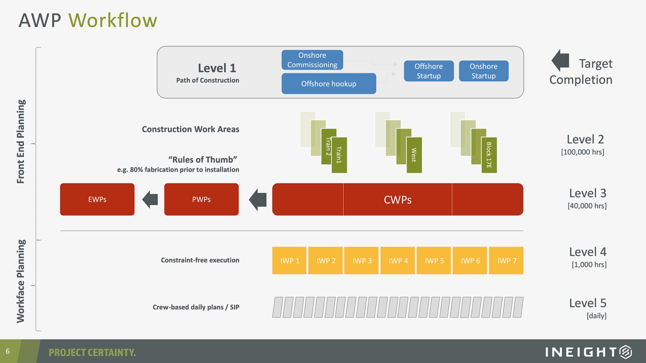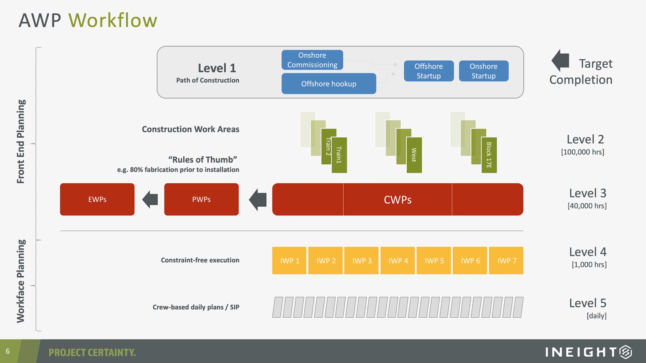So level 1, we define what we call our path of construction. And the example on the screen here shows an oil and gas project where we have 2 sources of scope. We have an onshore refinery and an offshore scope of work as well. In order for the overall plant to operate, both onshore and offshore scope have to be completed. So our onshore commissioning has to be completed, our offshore hookup campaign. Both of those then feed into our offshore startup, which then drives onshore startup. So they are very high-level entity deliverables.